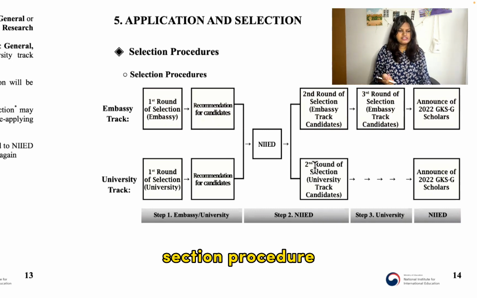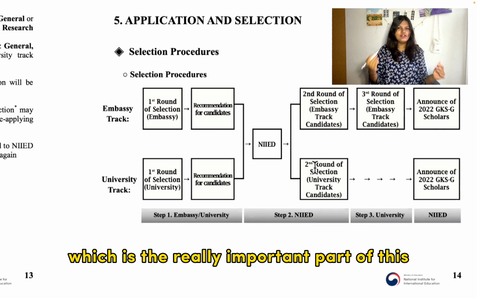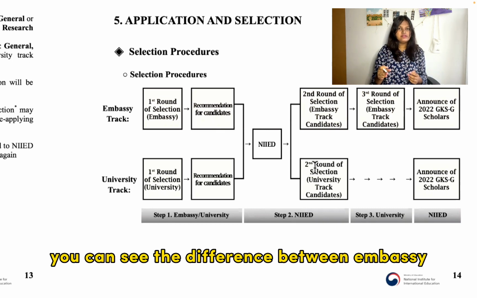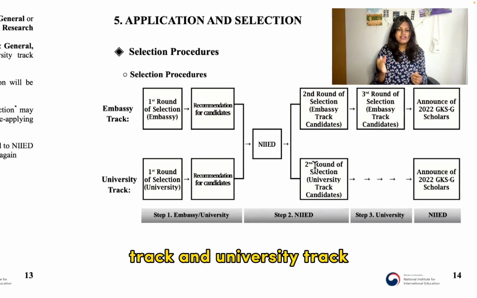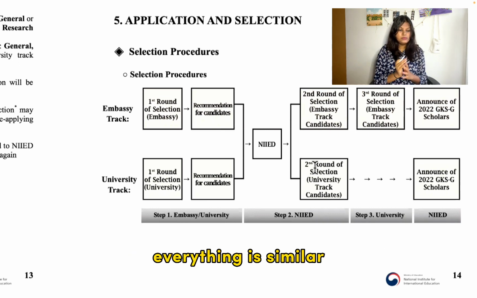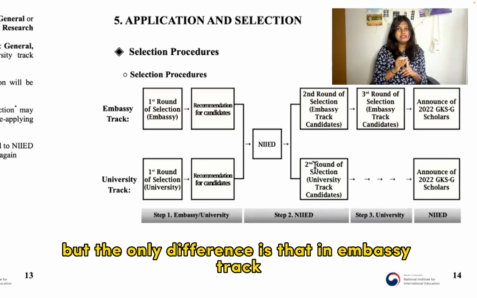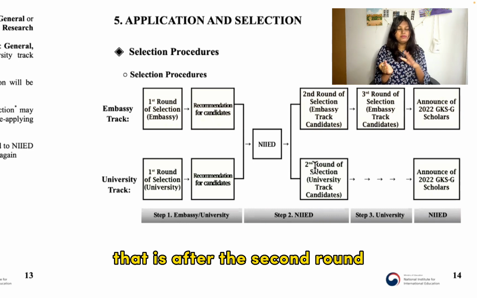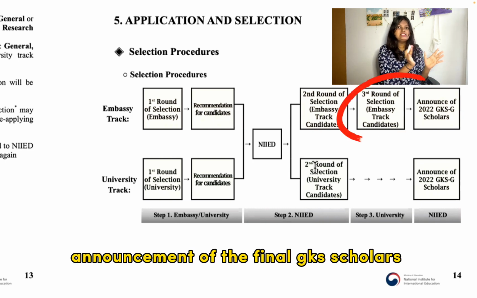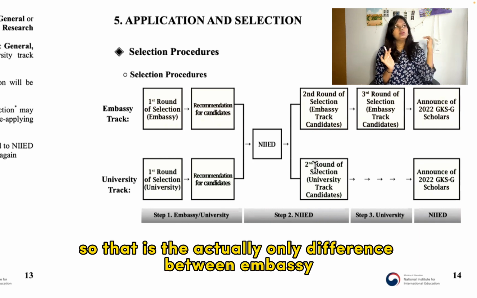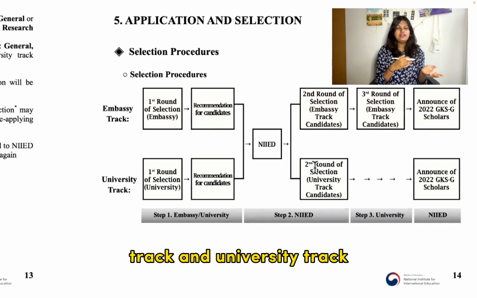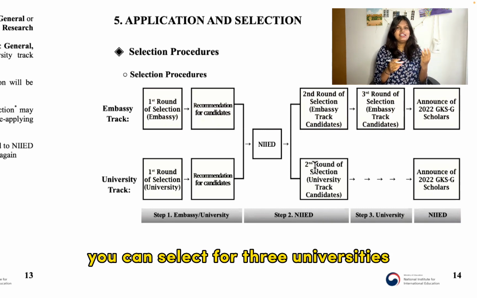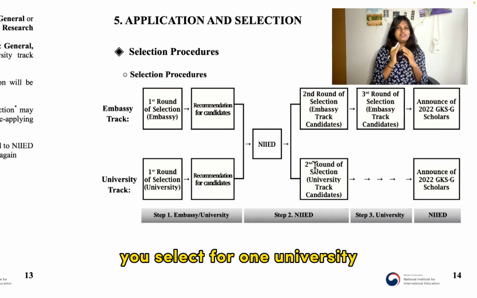Selection procedure is the really important part of this whole document, and the reason this whole document has been made is because here you can see the difference between embassy track and university track. First round, second round, everything is similar, but the only difference is that in embassy track there is an extra round, which is the third round, that is after the second round and before the announcement of the final GKS scholars. That is actually the only difference between embassy track and university track, other than the fact that in embassy track you can select 3 universities, whereas in university track you select 1 university and you just go for it.